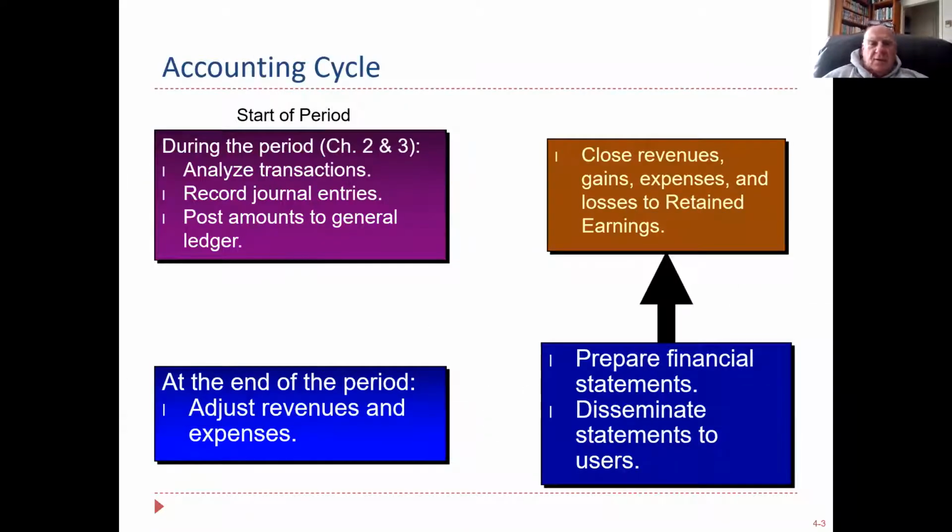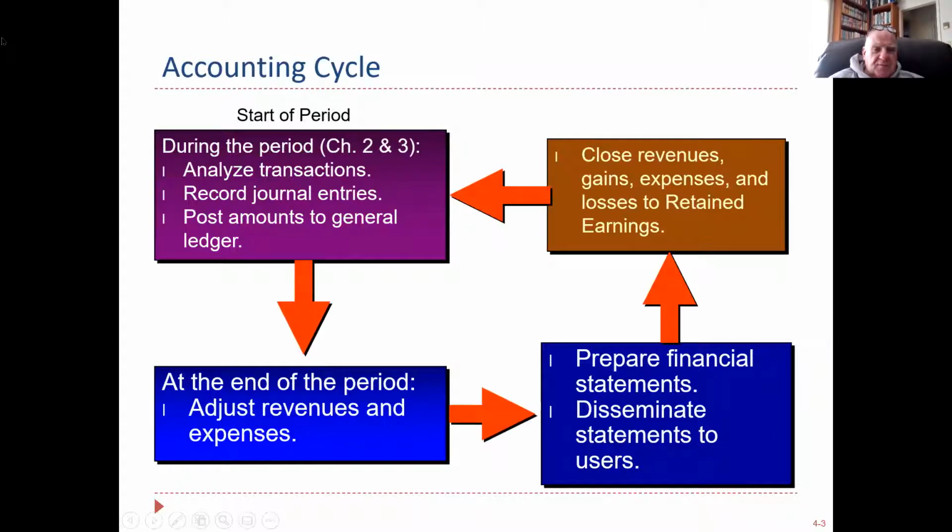The accounting cycle. We begin a business at a certain point in time, and we start recording transactions. Every day we come into work and we analyze transactions. We got a bill from a vendor. We need to write a journal entry to either record the payment of that bill or to just record the bill itself. And we record journal entries every day, and we post to the general ledger every time we prepare some journal entries.